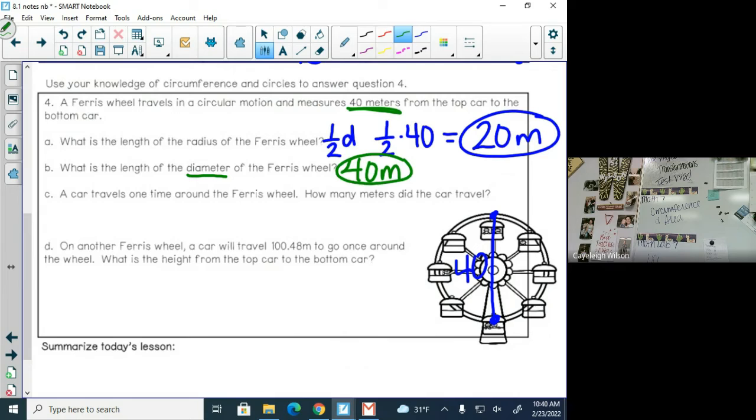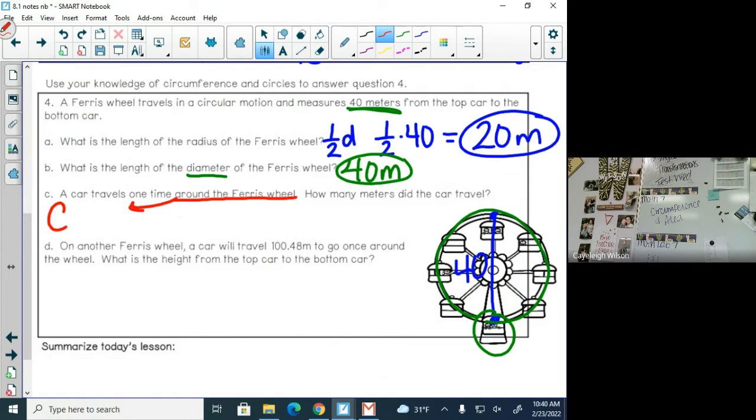All right, and part C. A car travels, so when they're talking about a car, they're talking about like the thing you sit in. A car travels 1 time around the Ferris wheel. So we're going to say this car right here traveled 1 time around the Ferris wheel. What are they talking about? Circumference, because we said circumference is the measurement around the circle. So on part C, the around the Ferris wheel tells us that we're talking about the circumference. Okay. So it says how many meters did the car travel?